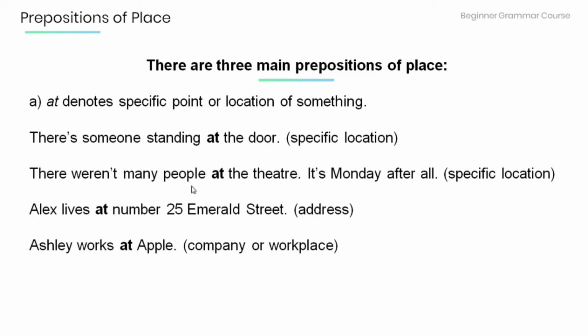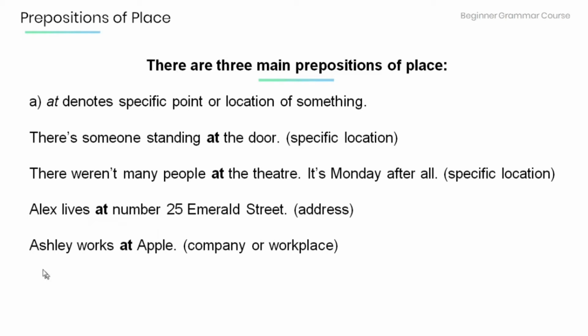There weren't many people at the theater. It's Monday after all. Again, the preposition of place at denotes a specific location, the theater. And in the sentence, Alex lives at number 25 Emerald Street. The preposition of place at denotes a specific address.